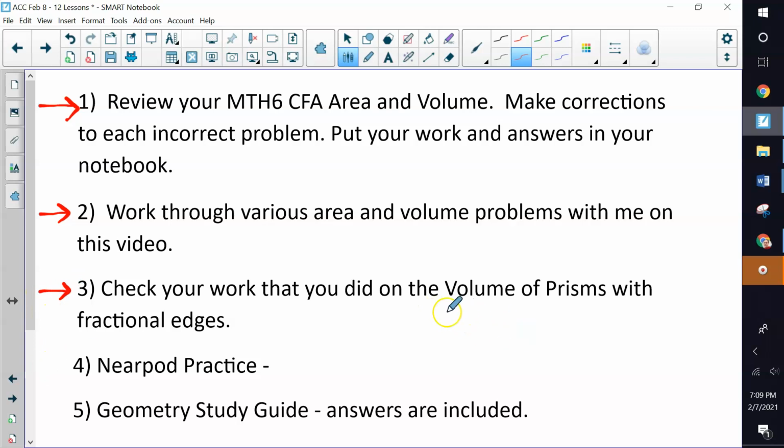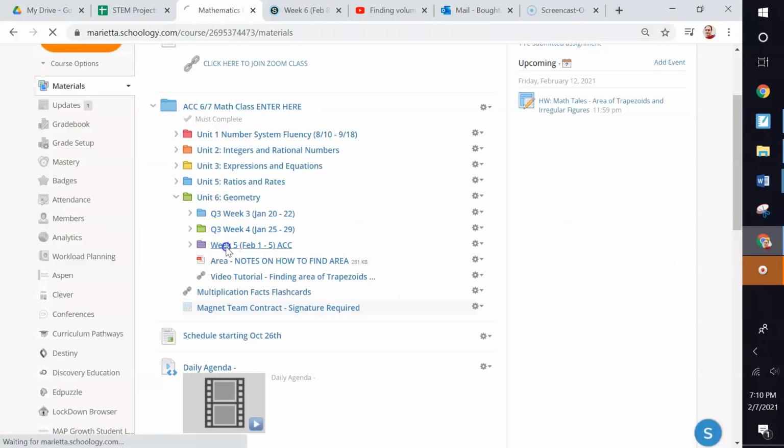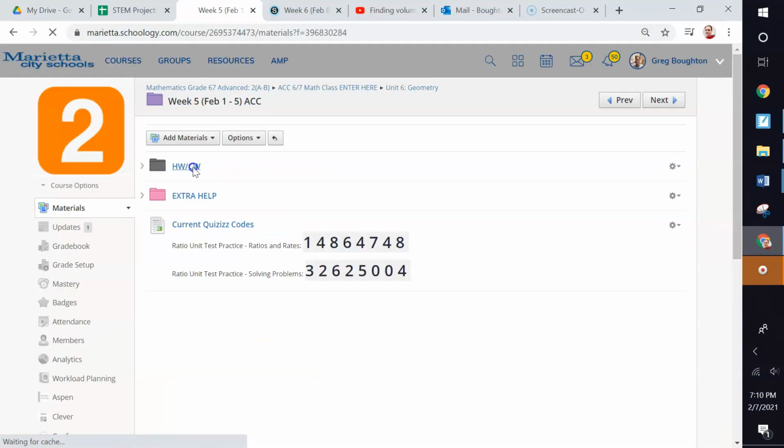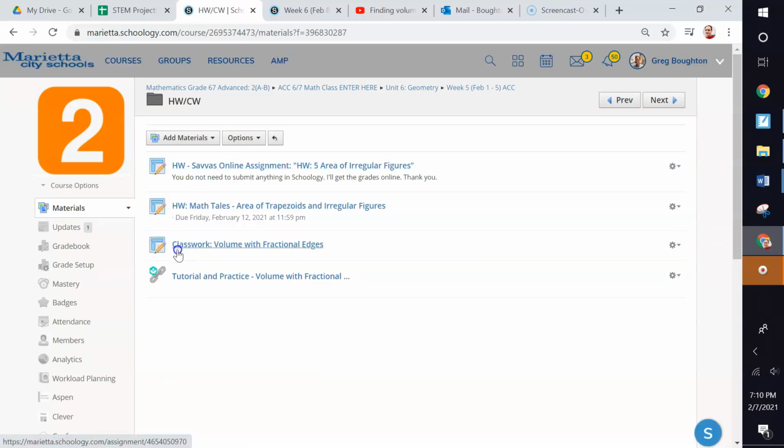This is on the volume of prisms with fractional edges. We started that last week. Here you see it in week 5. Homework, classwork. It is this classwork volume with fractional edges. All right, and you worked in your notebook. You did not put your answers on this. You don't have to submit this. This is a worksheet where you're working it out in your notebook.